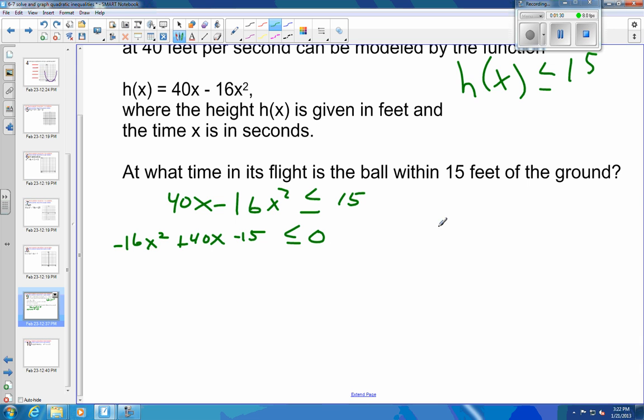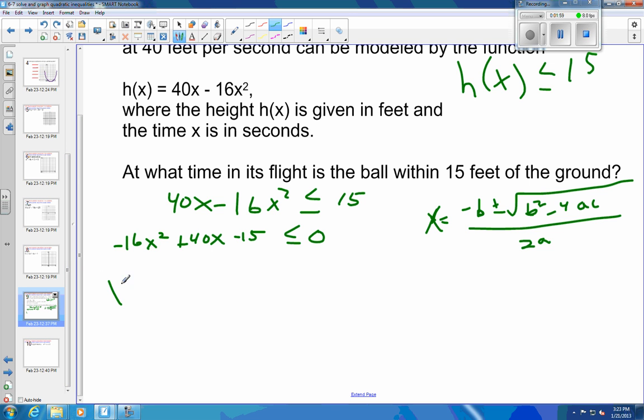So we need our quadratic formula. x equals negative b plus or minus the square root of b squared minus 4ac, divided by 2a. Go to YouTube and Google the quadratic formula song, and you'll see a bunch of those to help you memorize this a little bit better.